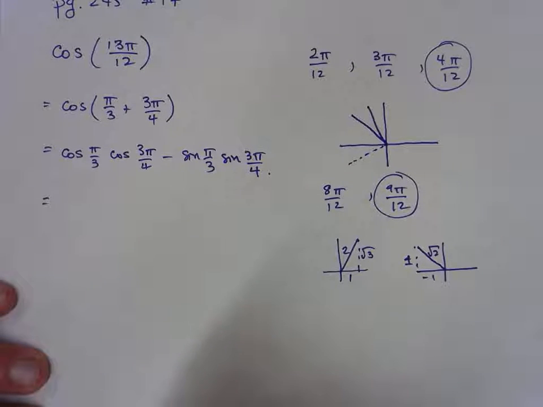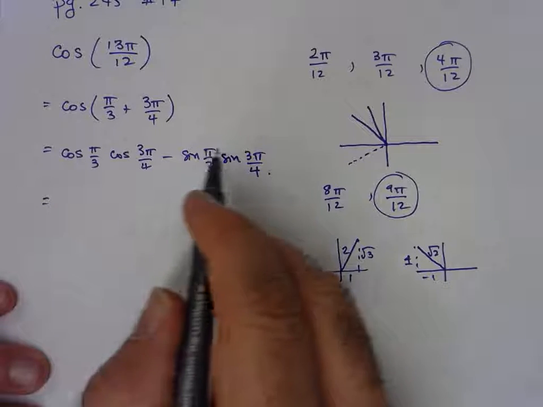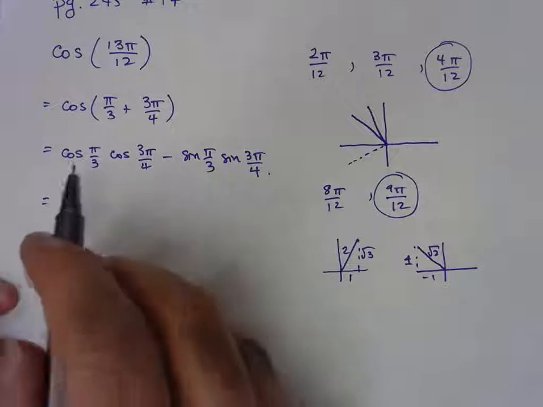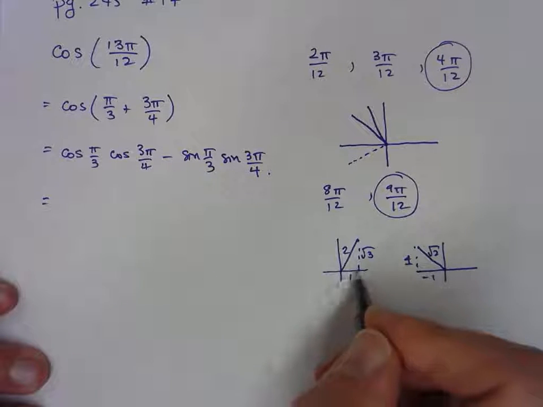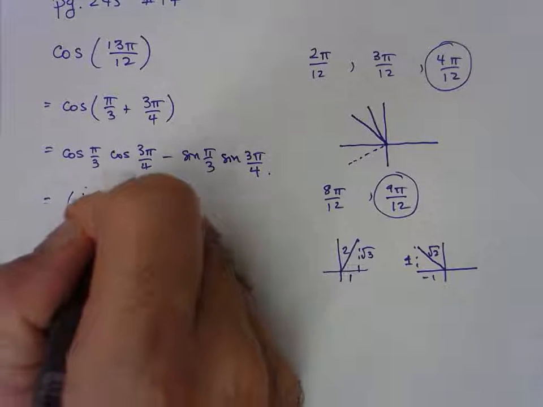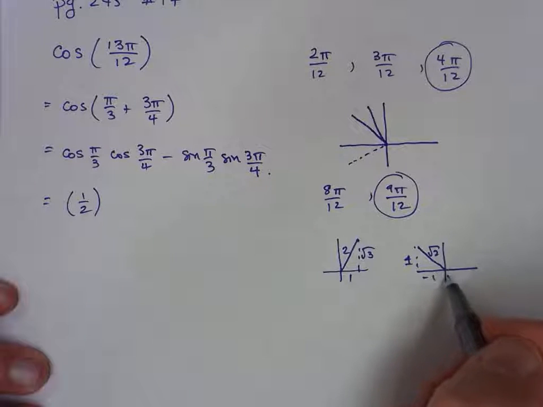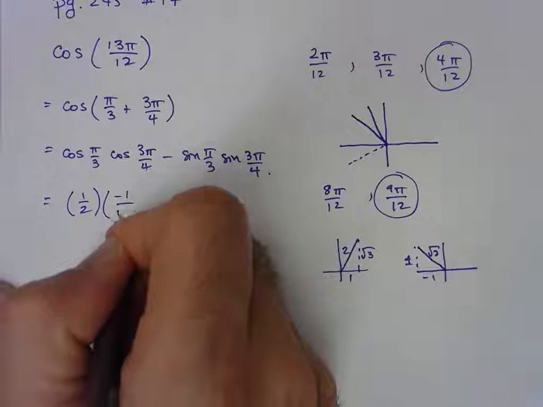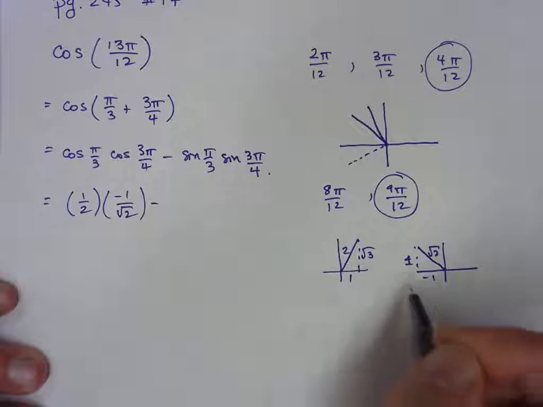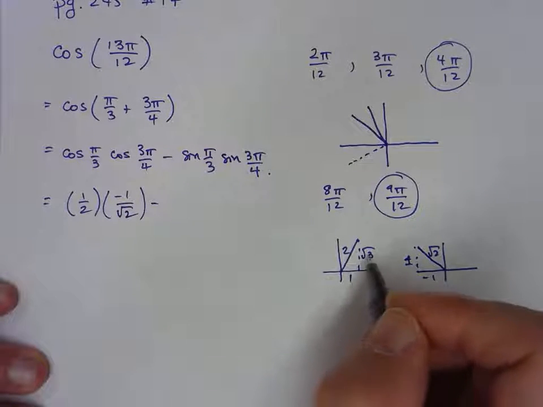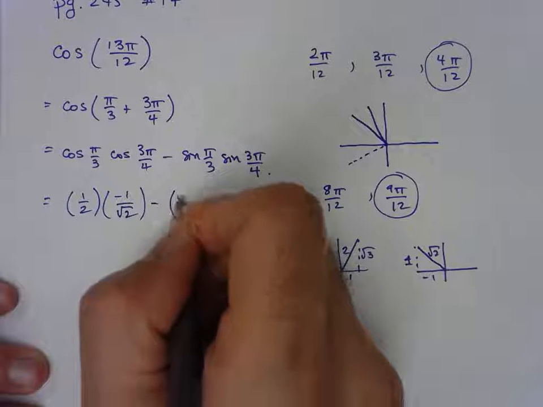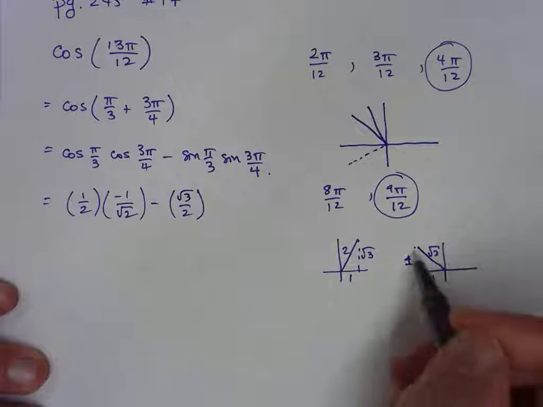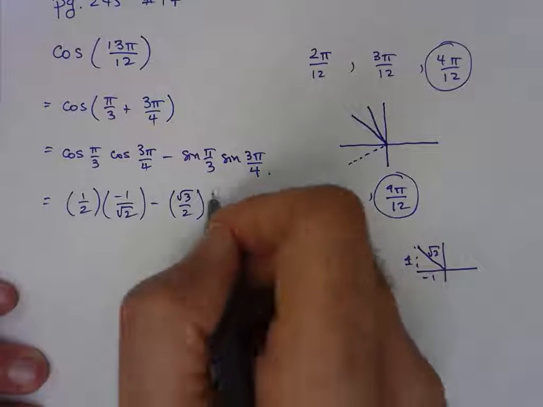Okay, so now I can use these to quickly write down my trig ratios. So cos of pi over 3, that's 1 over 2, times cosine of 3 pi over 4, that's negative 1 over root 2, minus sine of pi over 3, root 3 over 2, times the sine of 3 pi over 4, 1 over root 2.